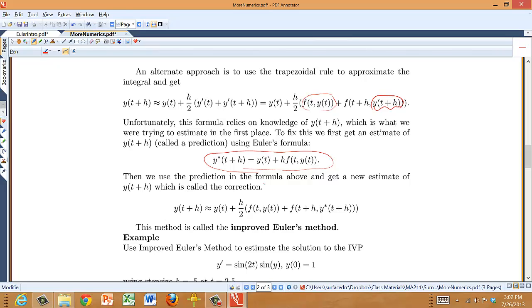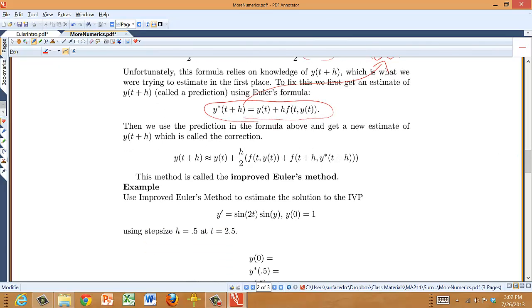We'll get an estimate of y at time t plus h using Euler's formula, and this is called a predictor corrector method. In this step, I'm going to make a prediction about y at time t plus h, and now I'm going to plug this value of y at time t plus h into here, and I'll get a corrected value for y at time t plus h right here. So y at time t plus h is going to be y at time t plus h over 2 times: you plug y at time t into the ODE, you plug your approximation to y at time t plus h into the ODE, and you get a new approximation to y at time t plus h. So this is called the improved Euler's method.